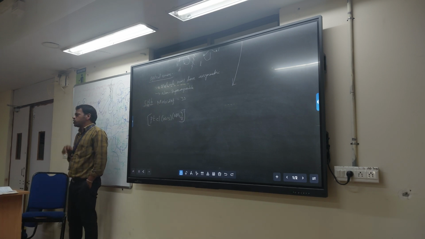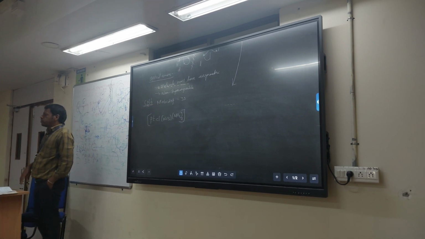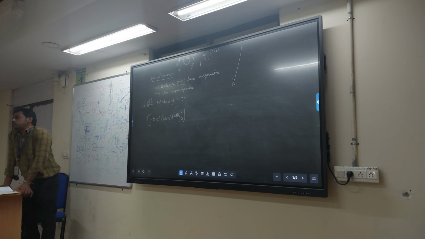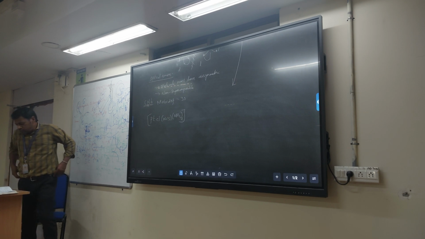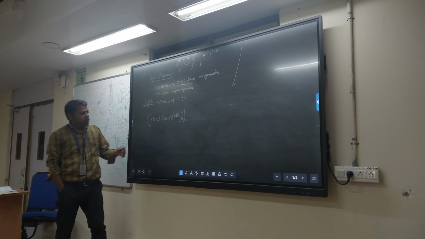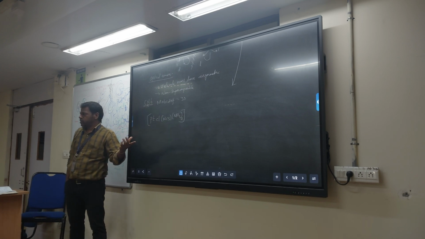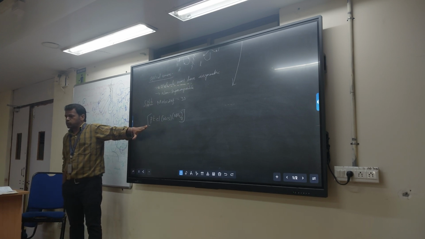Okay, this is one complex. They asked the question: what type of isomerism is possible in the given complex? Think about it. This is a square planar complex. What type of isomerism is possible here?